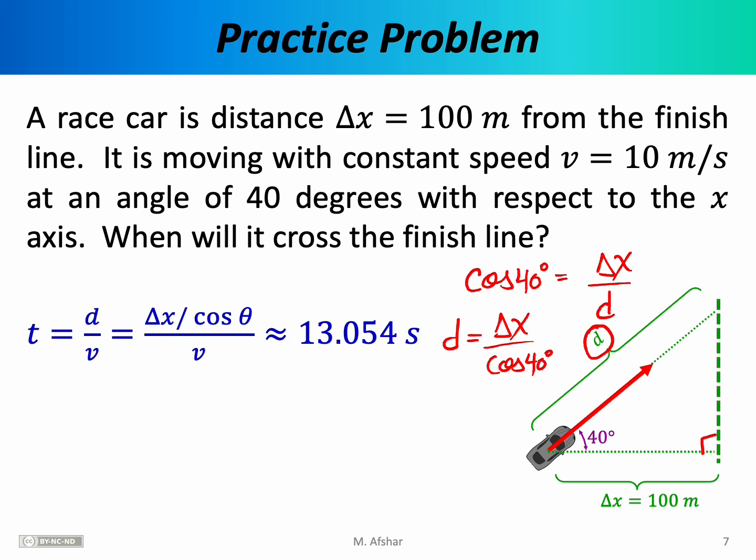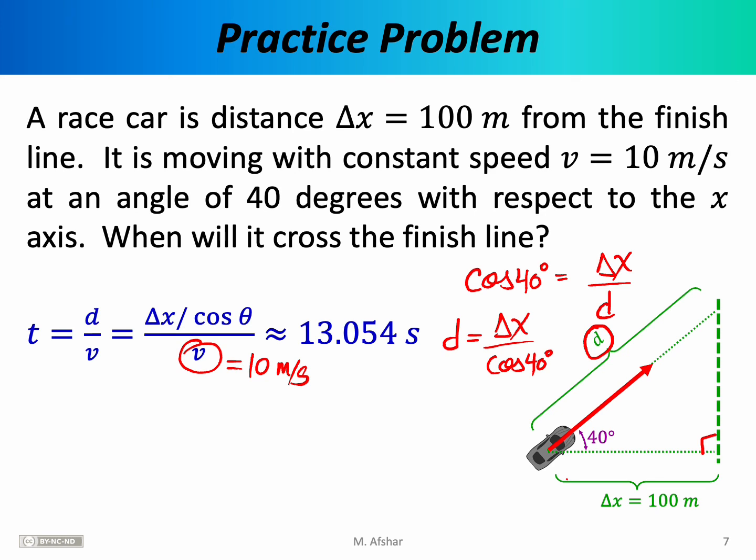And now we can take this distance, delta x over cosine of 40, and divide it by the speed of the car, which is given to us as 10 meters per second. And if we put all of that into our calculator, we find that the car will reach the finish line in approximately 13 seconds. In this approach to the problem, we have not really decomposed the motion. The object is moving along a diagonal direction, and we've simply taken that diagonal distance.